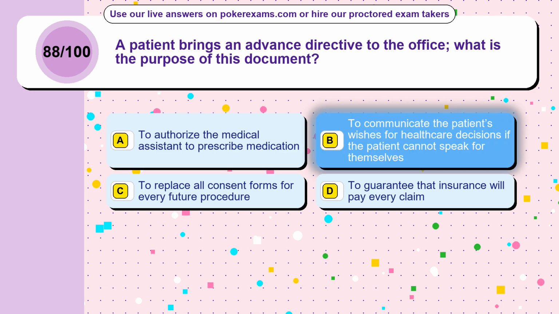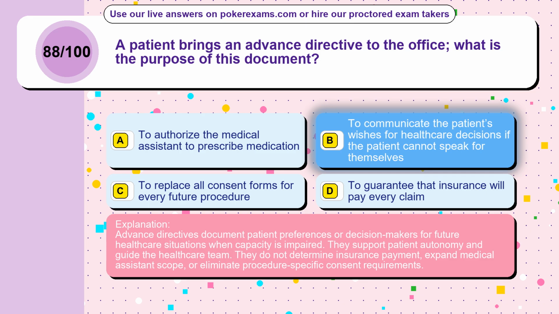The correct answer is option B, to communicate the patient's wishes for healthcare decisions if the patient cannot speak for themselves. Advance directives document patient preferences or decision-makers for future healthcare situations when capacity is impaired. They support patient autonomy and guide the healthcare team. They do not determine insurance payment, expand medical assistant scope, or eliminate procedure-specific consent requirements.